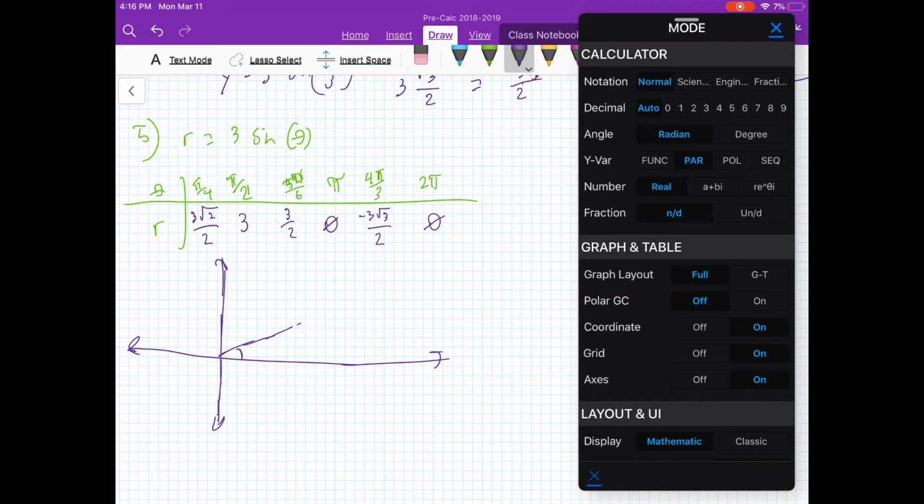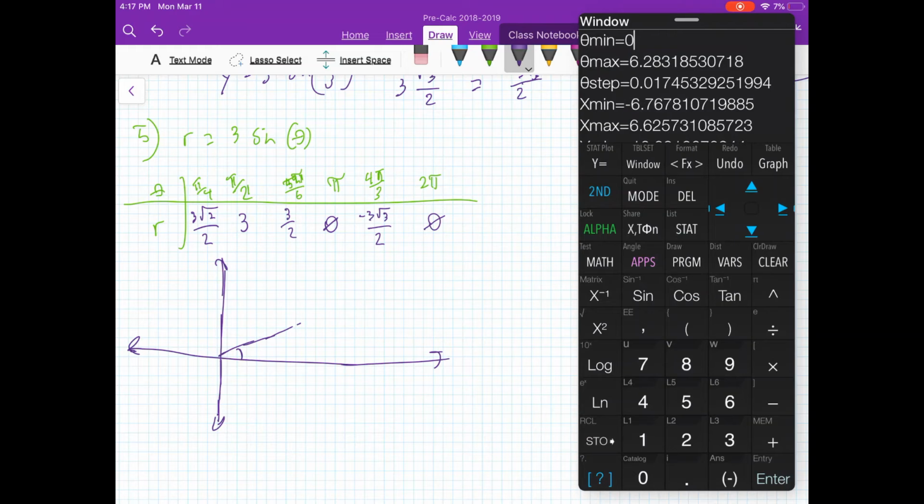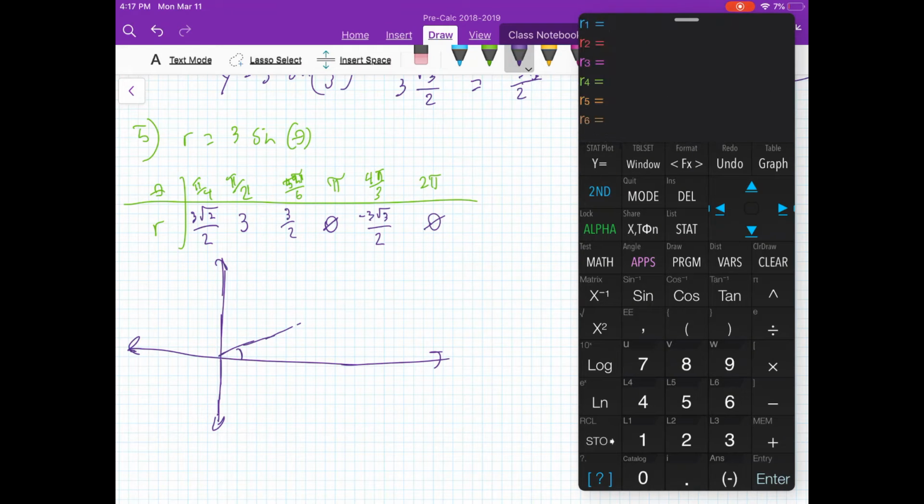Now, in my graphing calculator, I want to go ahead and change the mode to polar coordinates in order to make this easier on ourselves. Again, last time we talked about parametric equations. Now we're going to go to polar equations. And so we're going to change the y var to polar. And so let's go ahead and hit our y equals.